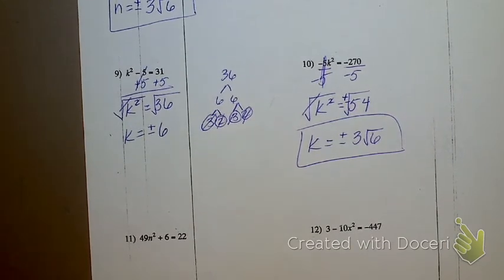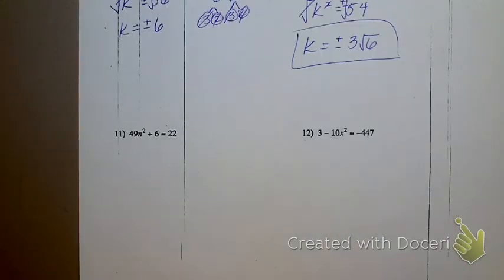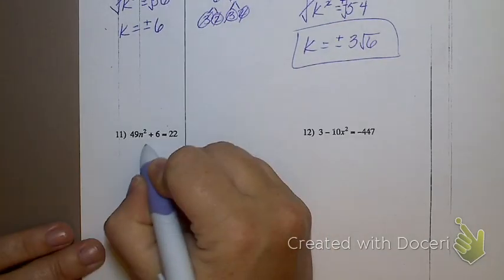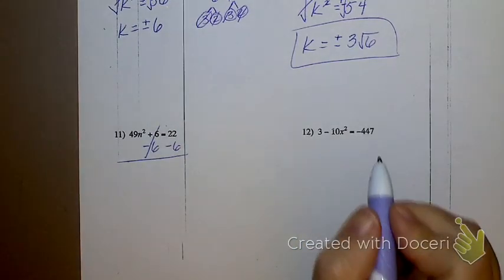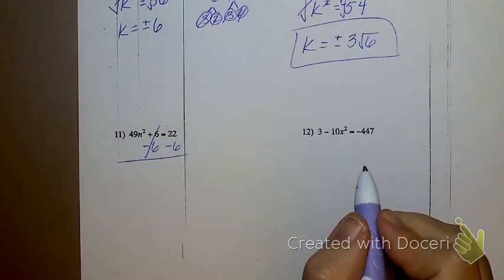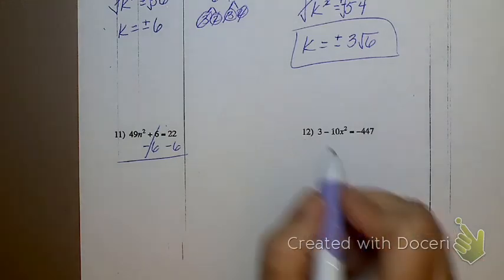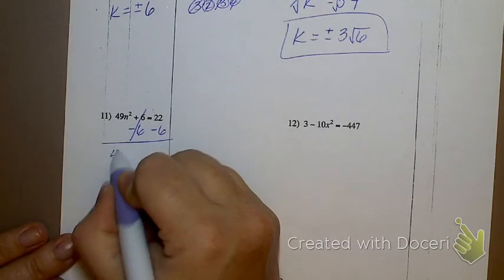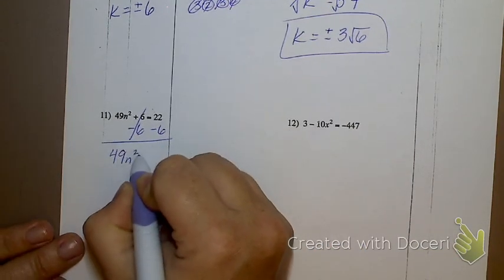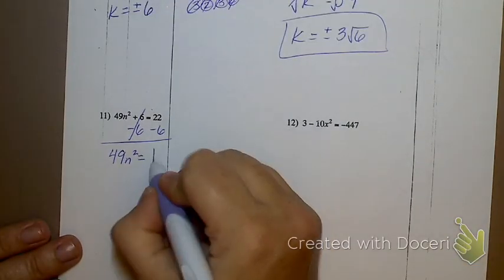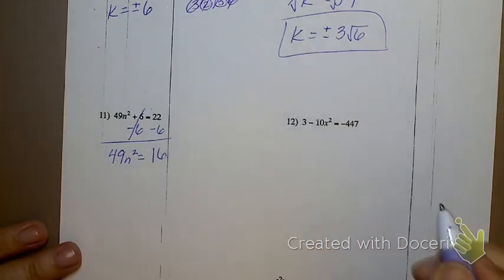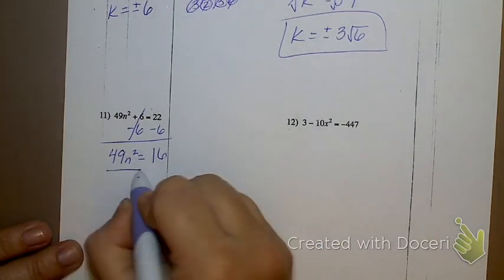Okay? All right, this is about as hard as I can make it. Ready? What do I do? So try 6. Subtract 6. You did problems like this in IM1. You just didn't have the squared with it in that last step, right? So that gives me 49 n squared equals what? 16.